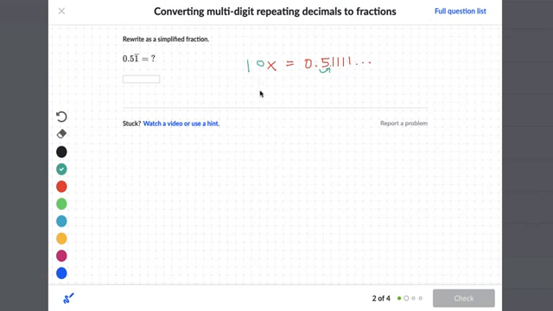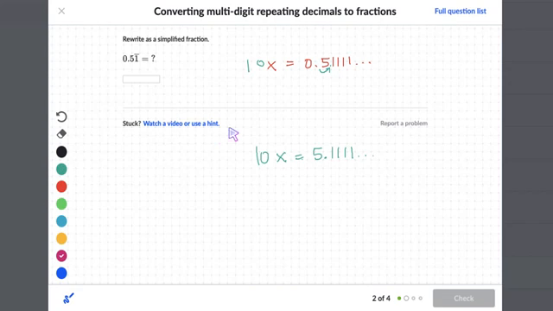So one of my x's is going to be 10x equals... this pen is going haywire right now. 10x, we moved it over one spot, so the 5 is in the front now, and the 1s are now in the back, all repeating, okay? So let's see, we have a 10x equals 5.1111. We have to create another one where it's just the 1s in the back.